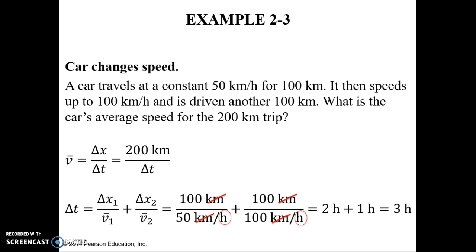Now we can solve for the average speed. Plug and chug, and we get 66.67 kilometers per hour as the average speed for the entire trip. Now keep in mind, the incorrect way to solve for the average speed is taking the average of the speeds of the two segments, which would give you 75 kilometers per hour. This is incorrect because the car spends more time in the first segment of 100 kilometers at a slower speed than the second segment, so the car's average speed should be less than 75 kilometers per hour.